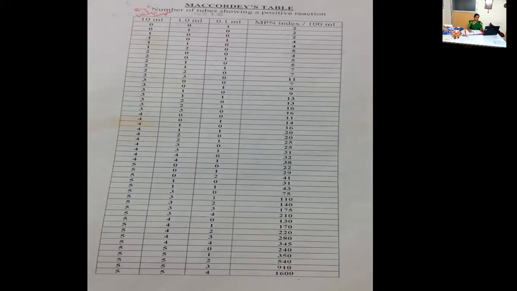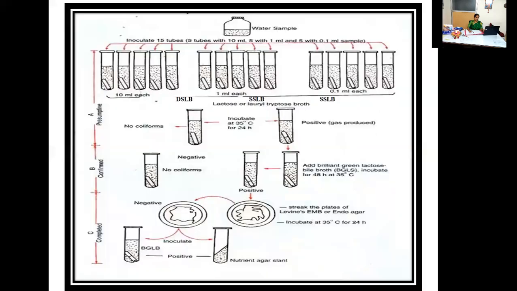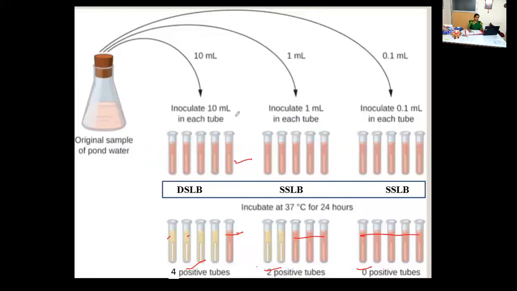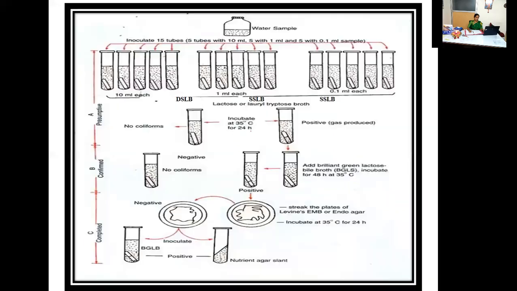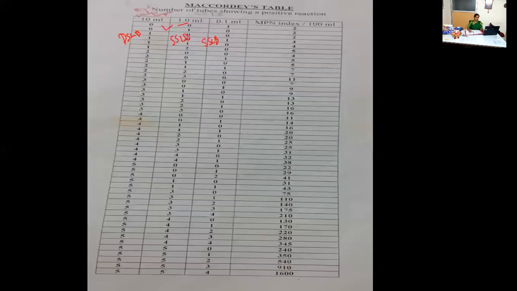This is the first one, 10 ml of sample we have put here. In DSLB, we have added 10 ml of water sample, and this is SSLB, where we have added 0.1 ml of the sample, and this is again SSLB, where we have added 0.1 ml of sample. So what result did we get here? We got 4:2:0. So you need to check here 4:2:0.